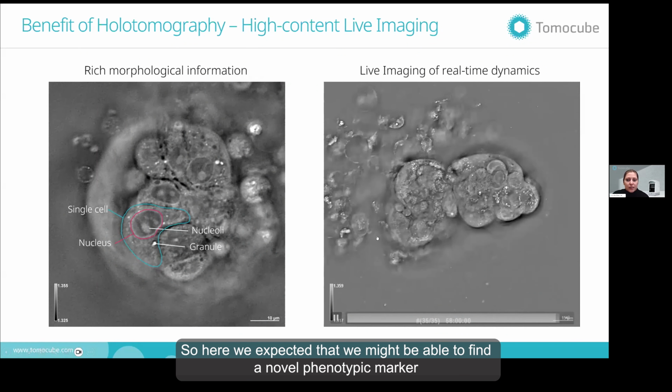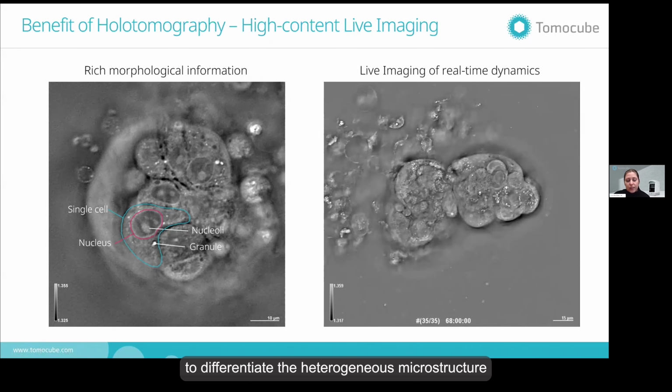So here we expected that we might be able to find a novel phenotypic marker to differentiate this heterogeneous microstructure, not at the endpoint, but at an early stage of the drug treatment, and to follow it up during the whole assay.